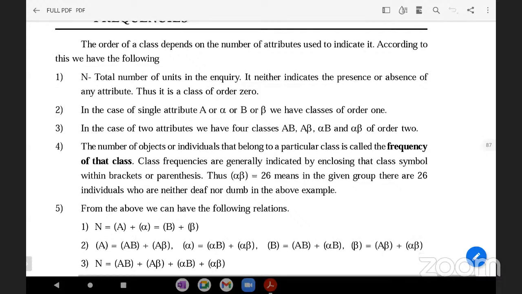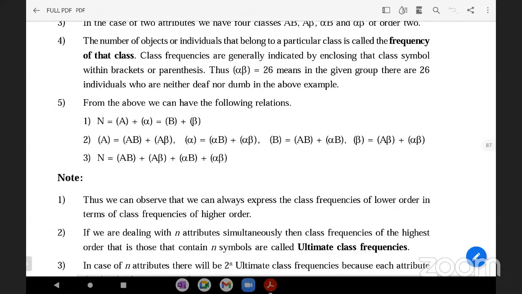Next, another relationship. If I take A, for the individual observation, A equal to AB plus A beta. Alpha equal to alpha B plus alpha beta. B equal to AB plus alpha B, and beta equal to A beta plus alpha beta. And capital N, the 2 order classification, equals AB plus A beta plus alpha B plus alpha beta. These are the 4 relationships we can observe.